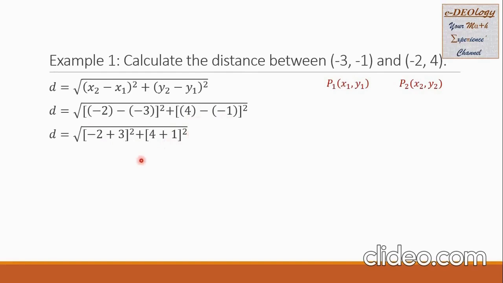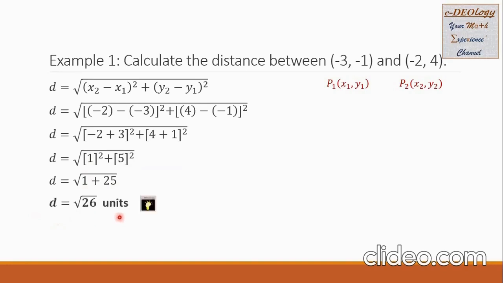Then we simplify further on the next step. The -2 plus 3 is now +1. And we copy the power 2, then plus 4 plus 1 is 5 square. Then we simplify the square now. 1 square is 1 plus the 5 square is 25. So 1 plus 25 is 26. So the distance is equal to the square root of 26. We put the word units, and this is our final answer.